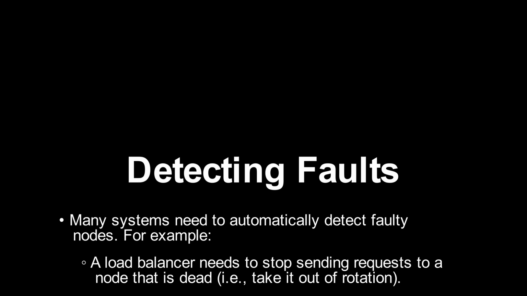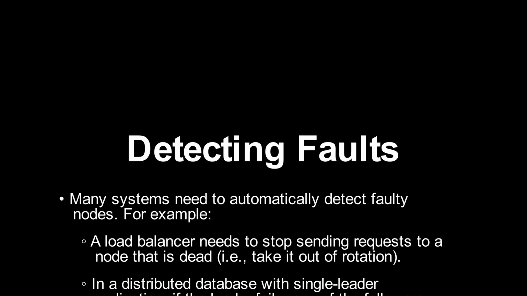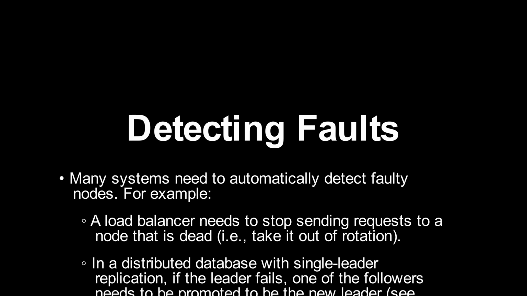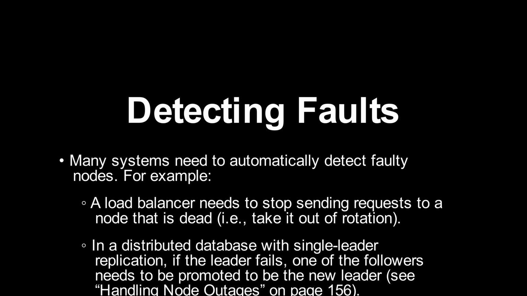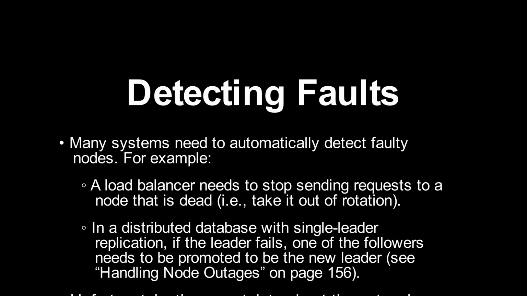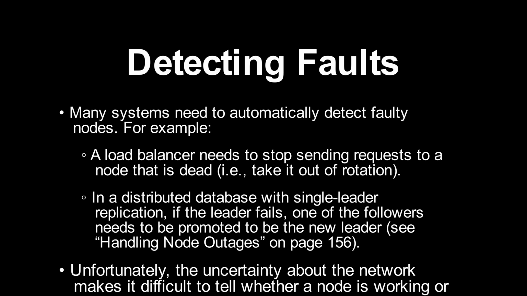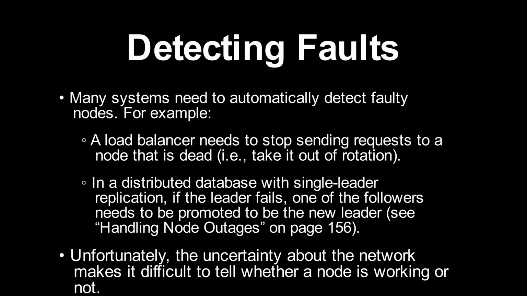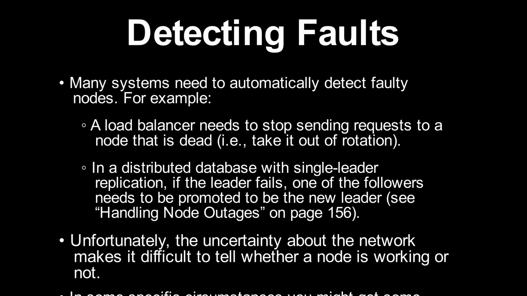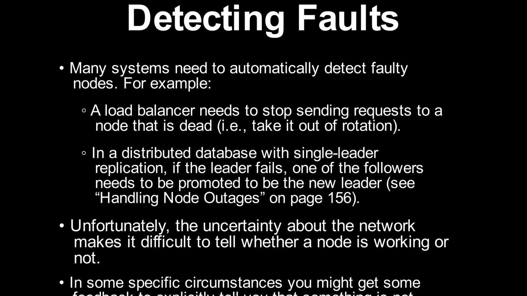Detecting faults. Many systems need to automatically detect faulty nodes. For example, a load balancer needs to stop sending requests to a node that is dead, i.e. take it out of rotation. In a distributed database with single-leader replication, if the leader fails, one of the followers needs to be promoted to be the new leader. See "Handling Node Outages" on page 156.